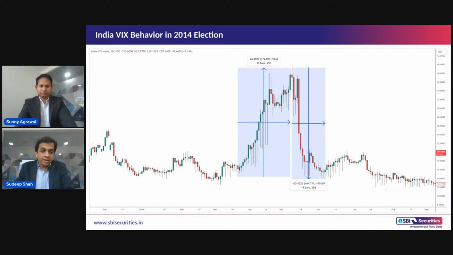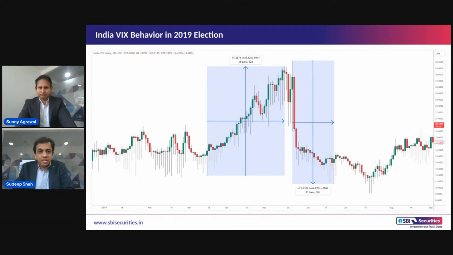Volatility index started moving from the lower zone, say in early March, and till May it went to 39, I guess. Yes, in 2014 it spiked to 38 levels, but immediately after the event it crashed on the downside. Just see 2019 election, similar reaction here. From a level of 12-13, it went up to 28-29, and once again immediately after the election there was a crash in volatility.